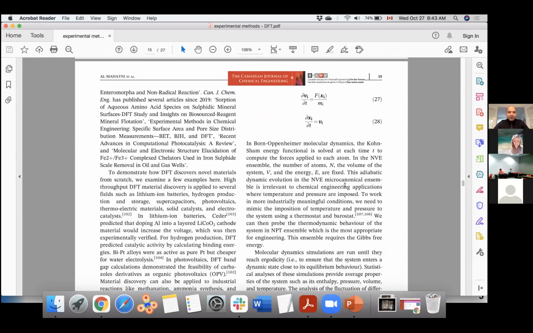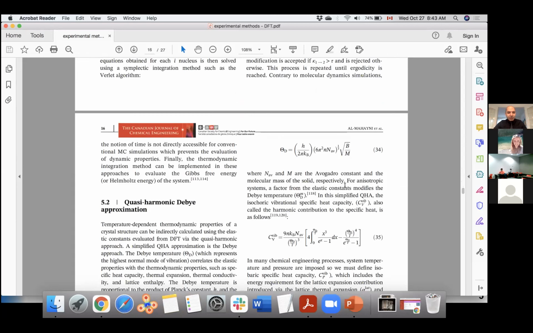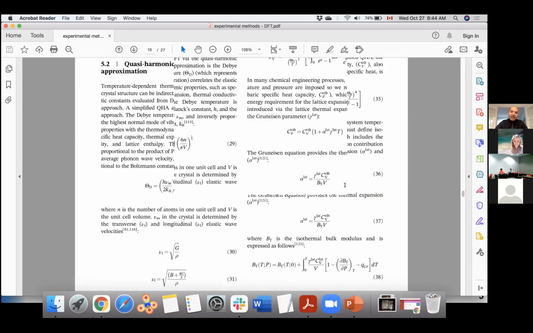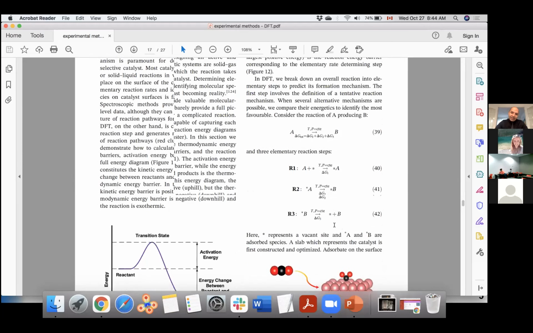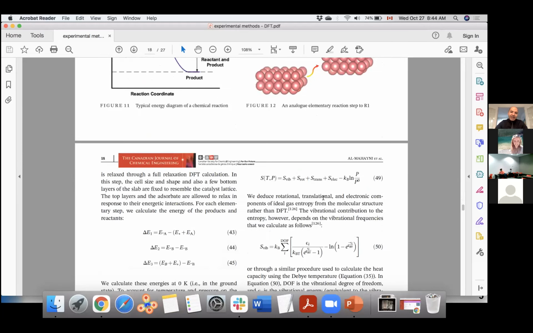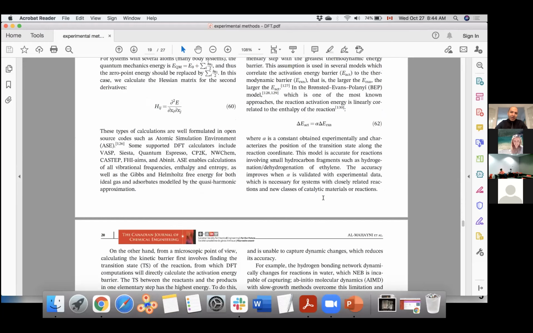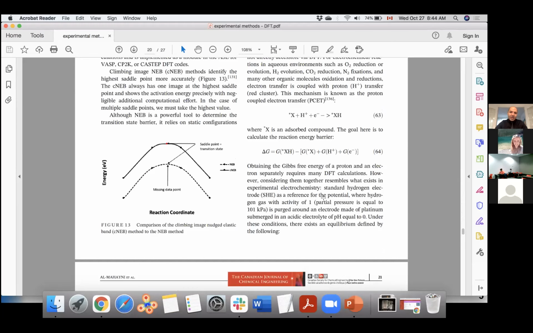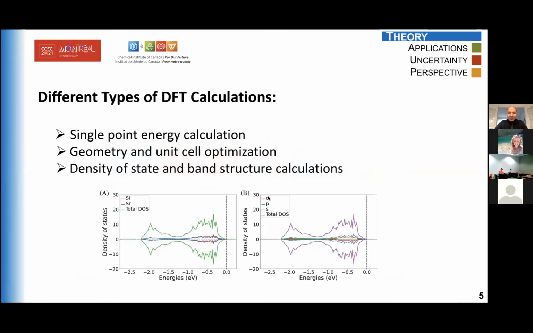We talk about different systems. We walk the students through even how we can run molecular dynamics simulations or the quasi-harmonic approximation to calculate the energy at elevated temperatures and pressure. And eventually we give some examples about catalysis, chemical reactions, and also electrochemical reactions that are shown here. All right, so I switch back to my PowerPoint.